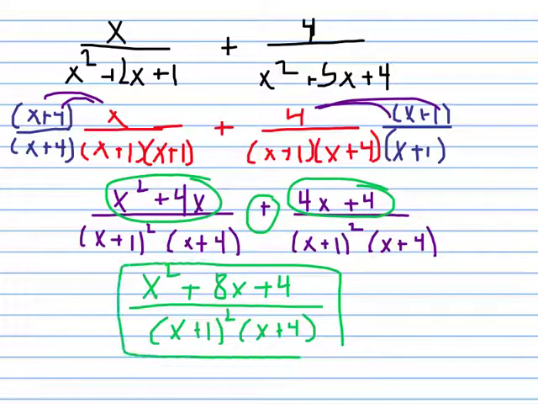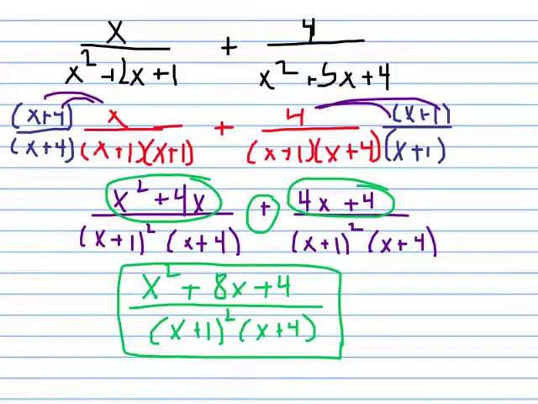And we are done. Now I'm just going to think really quick in my head: if that top part would factor, would that reduce with any of the things on the bottom? But the top doesn't even factor, so we are good.